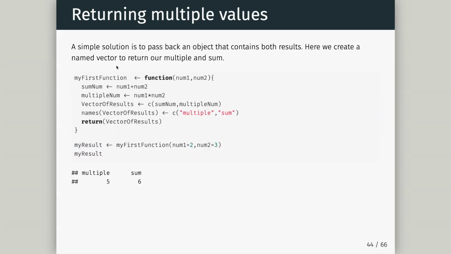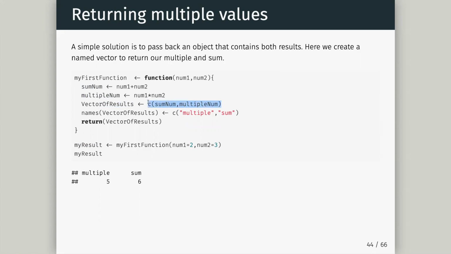That's actually not a big problem because we have objects in R, like vectors, which can hold multiple values, right? So we just need to create something which has the values we want to return up front, and then we pass that object to the return function. So in this case, I'm just going to have the same function again, but after I've done the multiplication, I'm going to create a vector of results, and I'm just going to combine the sum and the multiple into one vector.